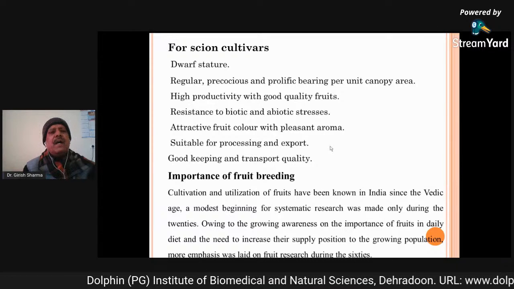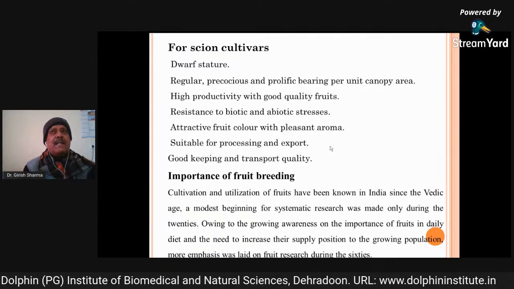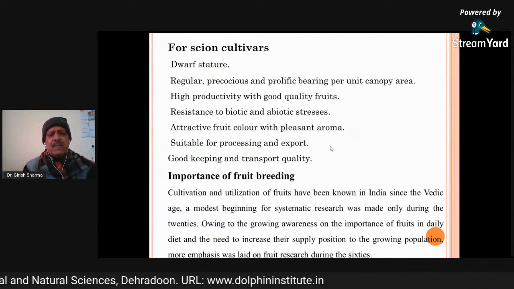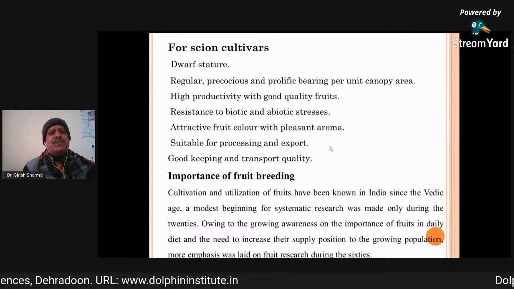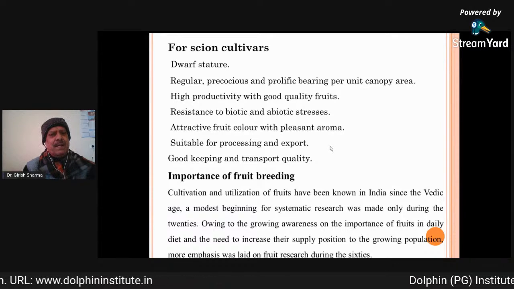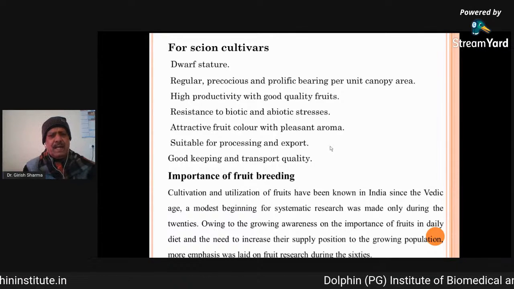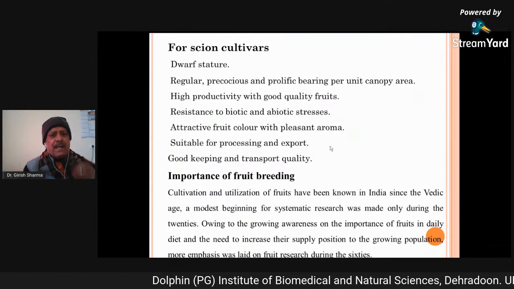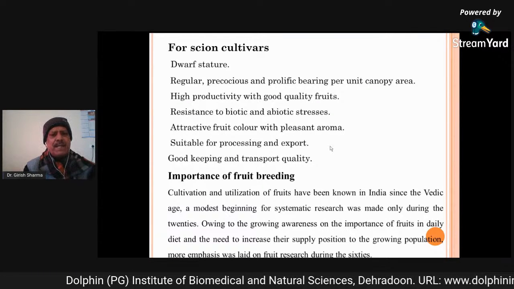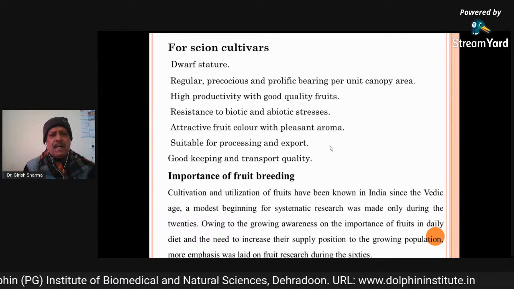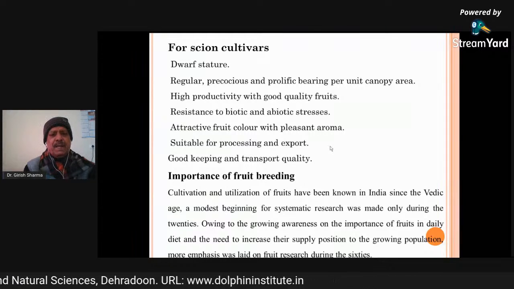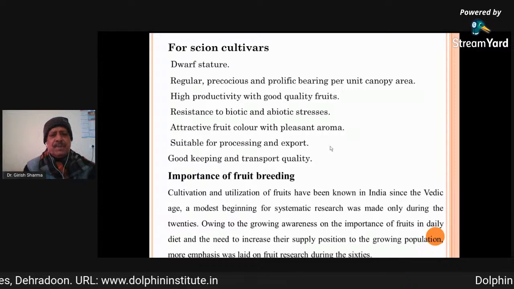So now the need is that more plants be planted in a smaller area. The scion varieties should be precocious, prolific bearing, with high productivity and quality, resistance to biotic and abiotic stresses, attractive fruit color, pleasant aroma, processing and export qualities, good keeping and transport qualities.